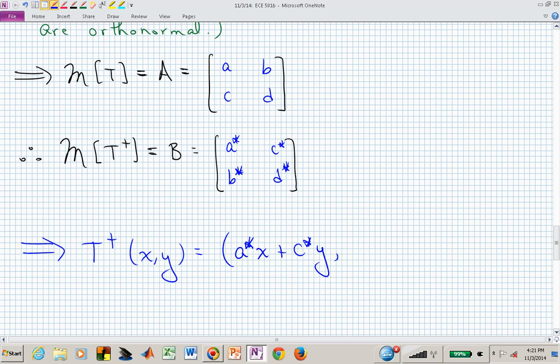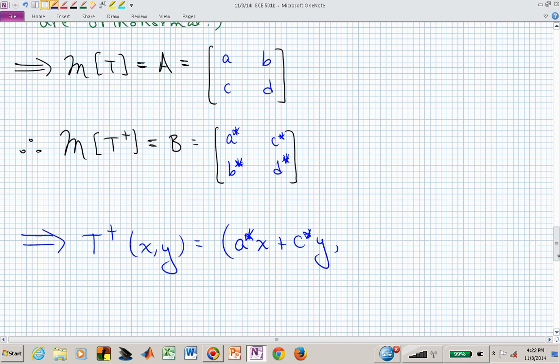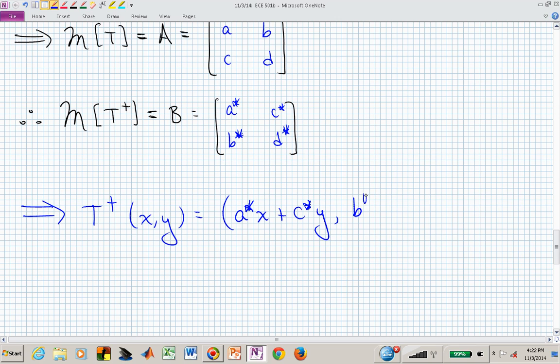The first coordinate is just the first row of capital B applied to XY, isn't it? A star X plus C star Y. My stars aren't very pretty, but they're still twinkling. And then what's the second coordinate? B star X plus D star Y. And you need to be very comfortable with this movement of maps to matrices for the exam.